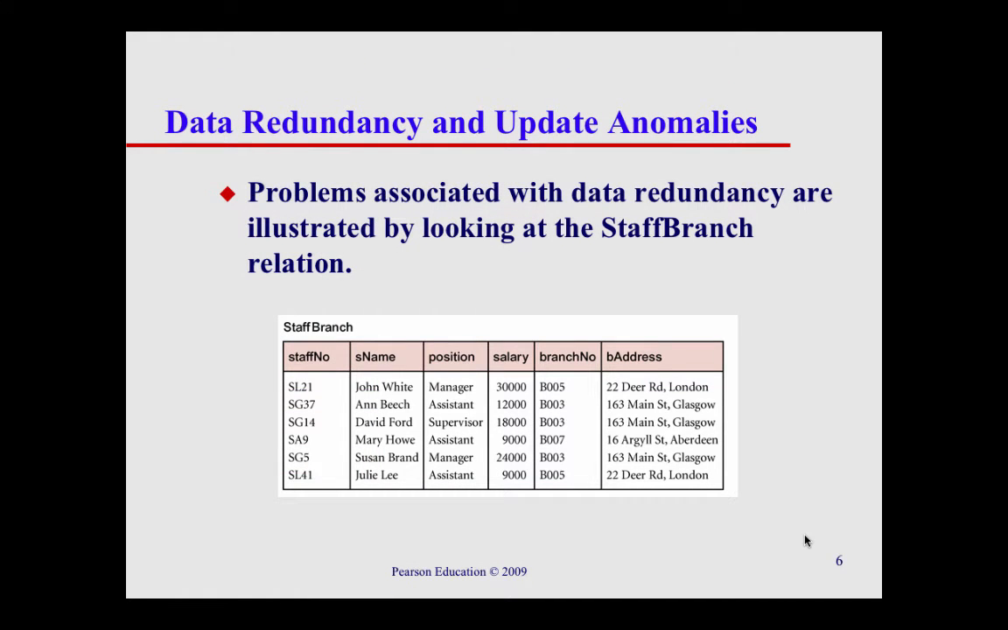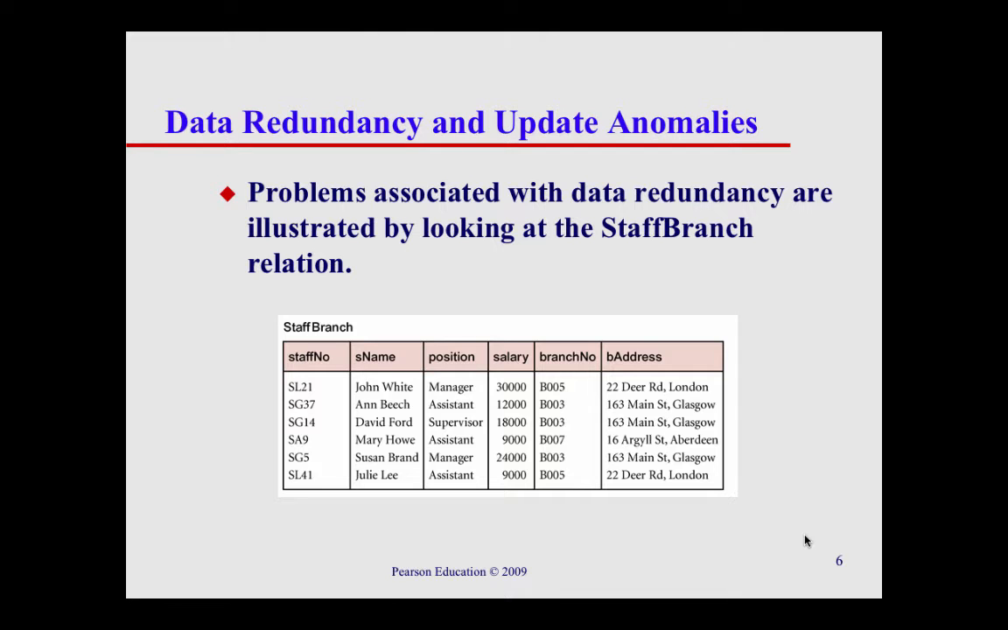Okay, so there's a number of what we call anomalies that are associated with data redundancy. They're basically characterized into three types: insertion anomalies, update anomalies, and delete anomalies. So if you just look at this relation, which is a combination of the staff and branch relation, so maybe when you're designing your ER diagram, you came up with this relation rather than with independent staff and branch relations, you can see that there's redundant data in this relation. So for example, the branch address may be duplicated multiple times. You see 163 Main Street, Glasgow is in there 3 times. And that can lead to some issues.